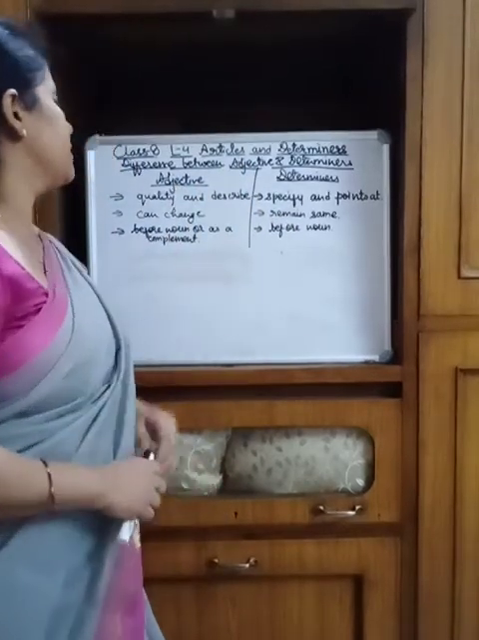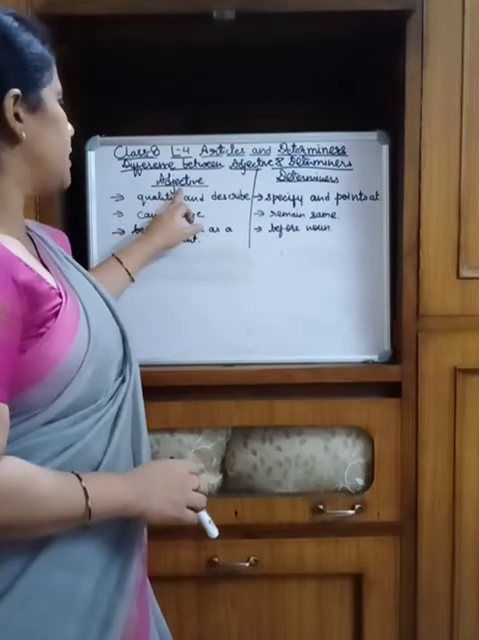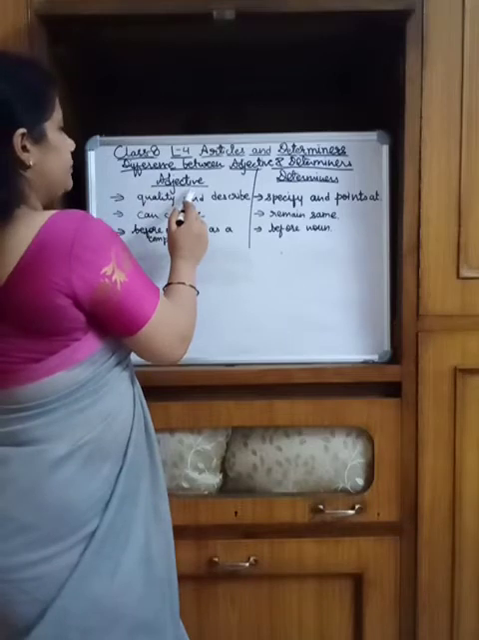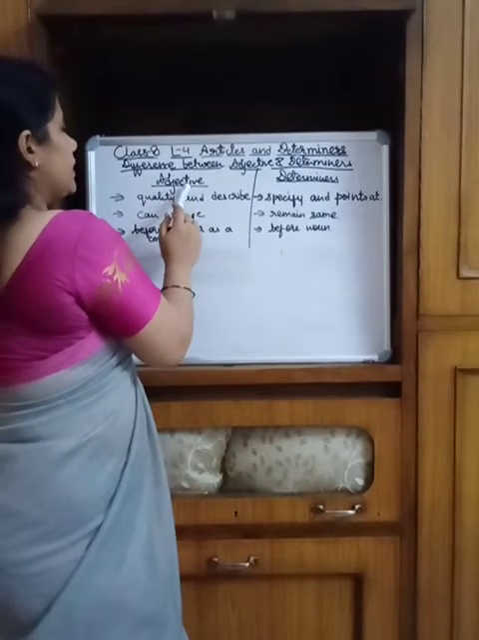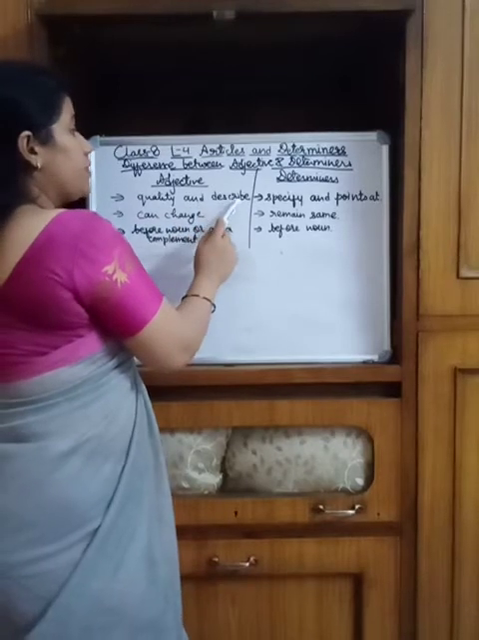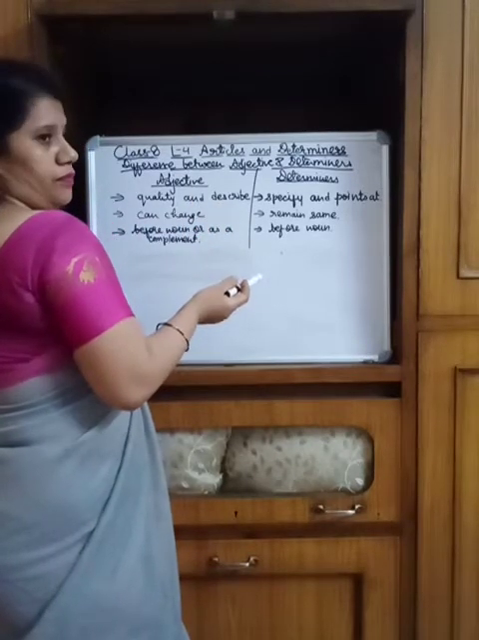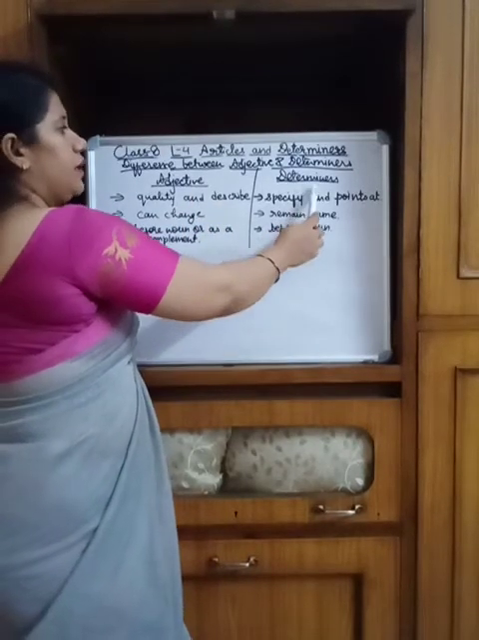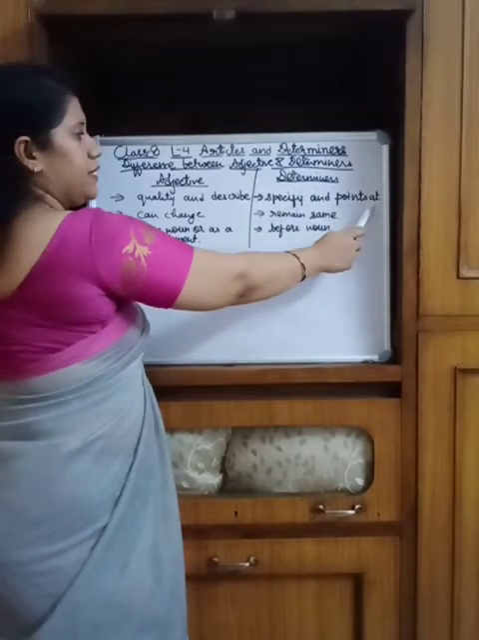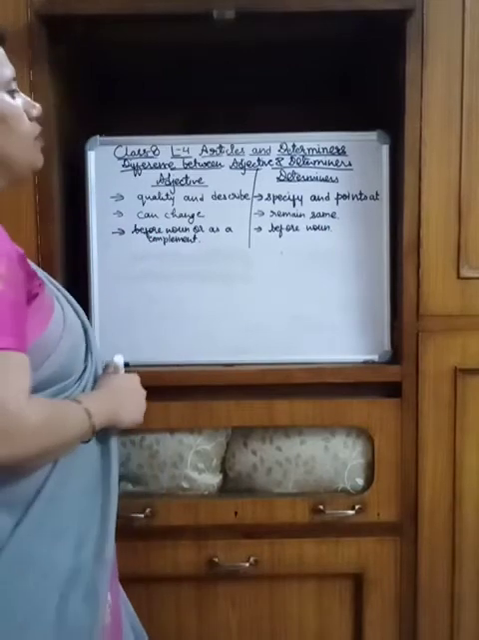Now let's discuss it. Adjectives tell the quality of the noun and describe the noun. But determiners specify the noun and point at it. Let's try to understand it with an example.